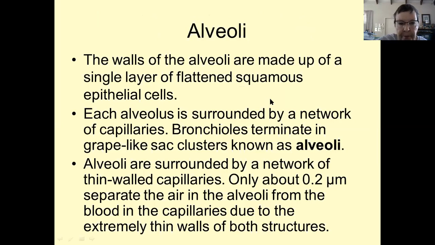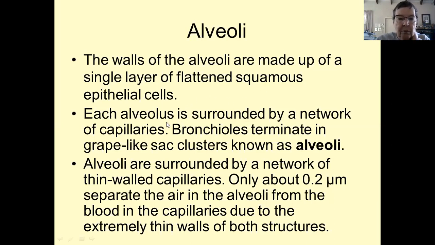Okay, now we're going to talk about alveoli. The walls of the alveoli are made of a single layer of very flattened squamous epithelial cells. Remember you learned about squamous epithelium last year? And you learned that squamous epithelium is the flattest epithelium. So the walls of an alveolus: a single layer of squamous epithelium. Now, you can pronounce it either way, I don't care. Just make sure that you can spell it correctly. There are lots of different pronunciations.